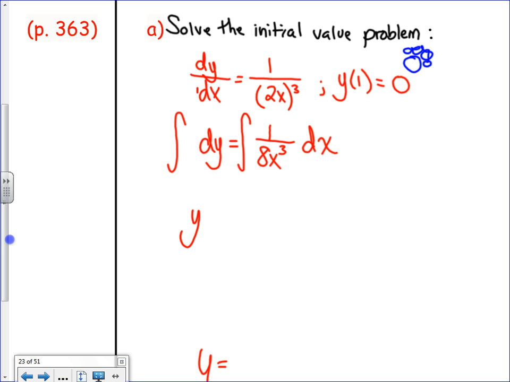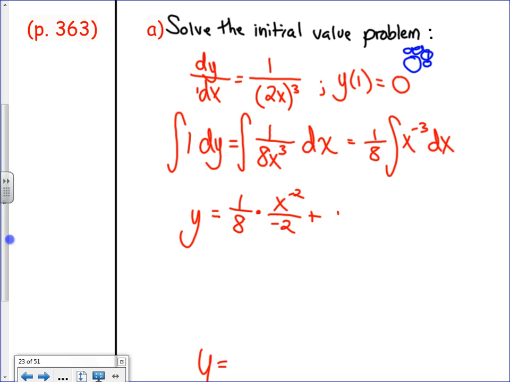What's my variable? What's the derivative of y? 1 dy, right? Integral of 1. Remember, if there's nothing there, there's a 1. How do I do that? Why don't I make it better? 1 over 8 is just 1/8 times, and then 1 over x cubed, I can make it x to the negative 3. Why did I do that? Because now I can use my power rule, right?